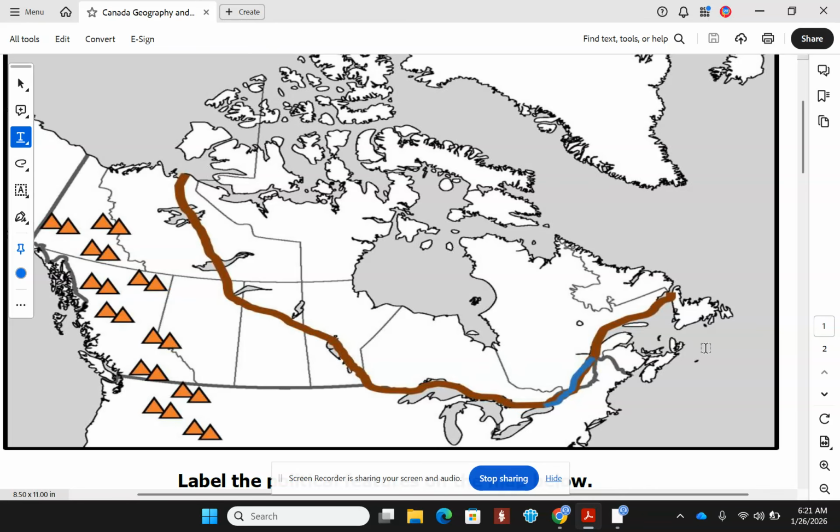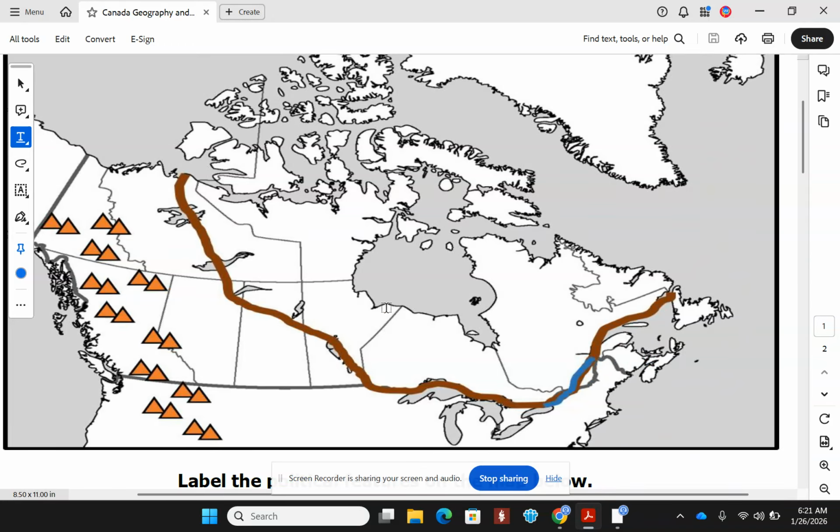And then, of course, we have the Atlantic Ocean. I told you guys the easy way to remember it: Atlanta. We're on the side of the Atlantic Ocean, and we're on the East Coast right here. Atlantic Ocean, and the Pacific Ocean on the West Coast.